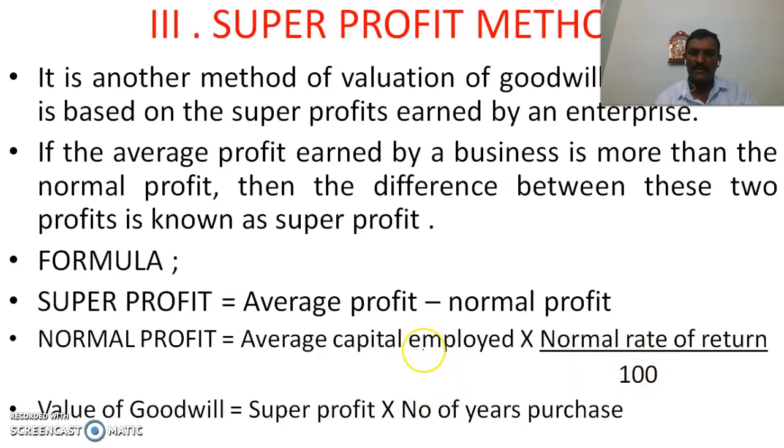Then what is this average capital employed? This is the capital employed in our own business. And normal rate of return: what is this normal rate of return? This is the rate of return earned by similar types of firms on an average, which we call the normal rate of return, and it is divided by 100. Then the last formula is the value of goodwill, which is super profit into number of years purchase. With this we complete the theoretical aspect of the purchase of super profit method of valuation of goodwill.